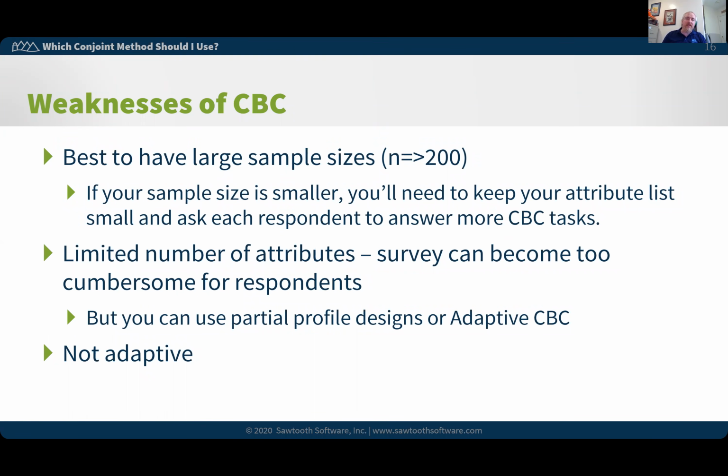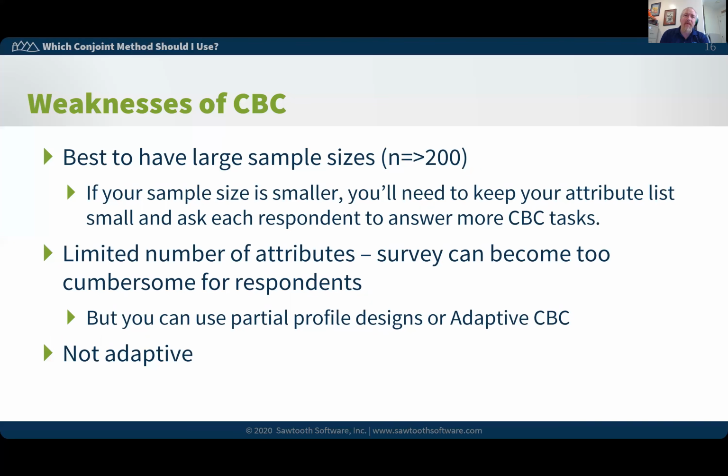If your sample size is smaller, you'll need to keep your attribute list small or just make sure that the errors around your estimates are adequate for making the decisions you need to make. CBC sometimes can seem limiting in the number of attributes. If you're flashing up 5 products on the screen and they have 15 attributes apiece, it may be overwhelming for the respondent.